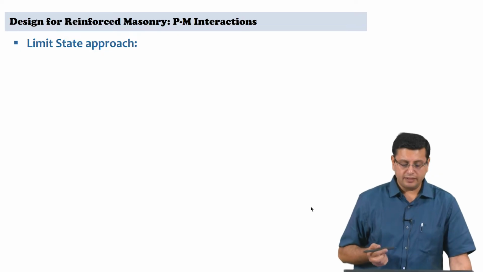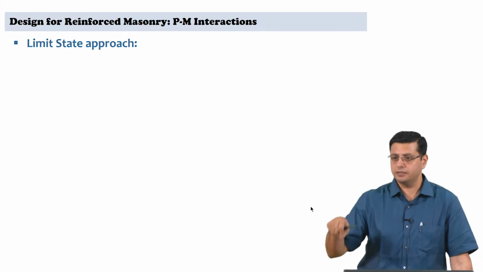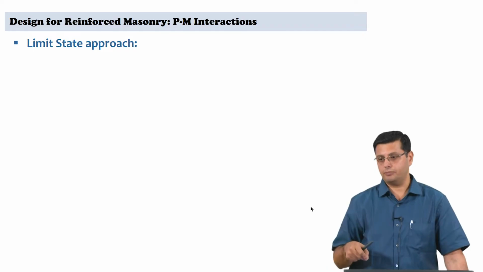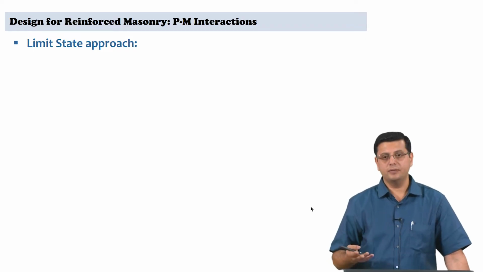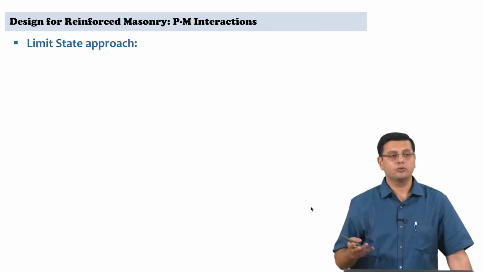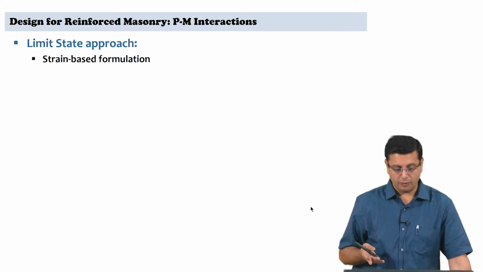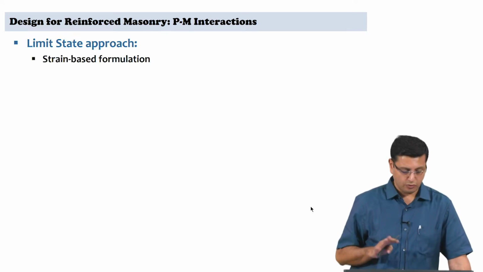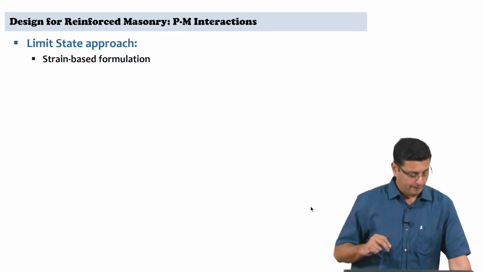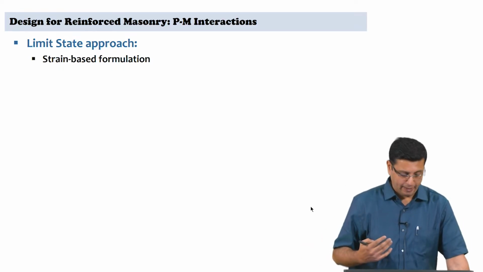So if you are adopting the limit state approach, then it is a question of reformulating those expressions in which we had 4 different zones as far as the working stress approach was concerned. Here, given the limit state approach, we can make our formulations completely with respect to strains. So a strain based formulation is what would be ideal if you are adopting the limit state approach. So you will see that the formulation is based on assumptions of strain in the cross section under the in-plane loading of P plus M.